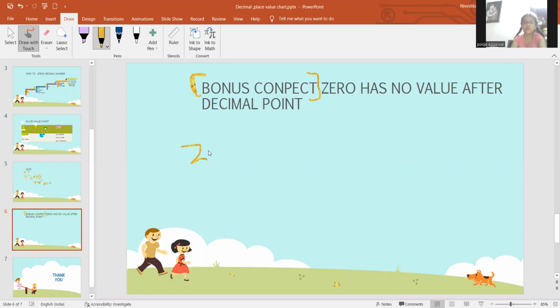If there is a question 25.2600, we will only assume it as 25.26, but to show we can write zeros. After the decimal point we can put any number of zeros. It will not matter because 0 has no value after the decimal point.